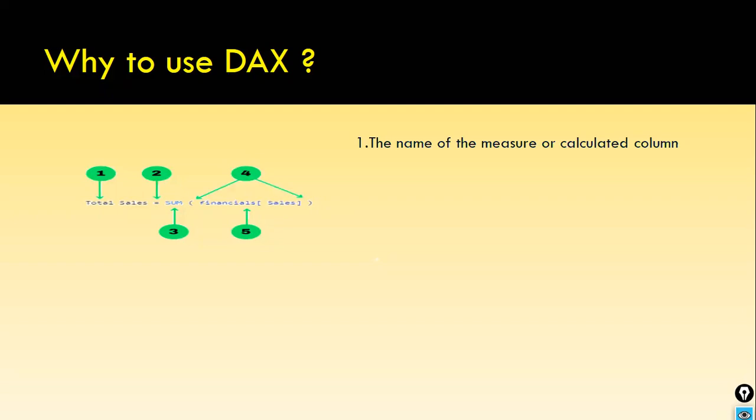But it will be computed on the fly. Whenever you drag and drop the measure into your visual, it will be computed on the fly. That is the difference between the calculated column and measure.